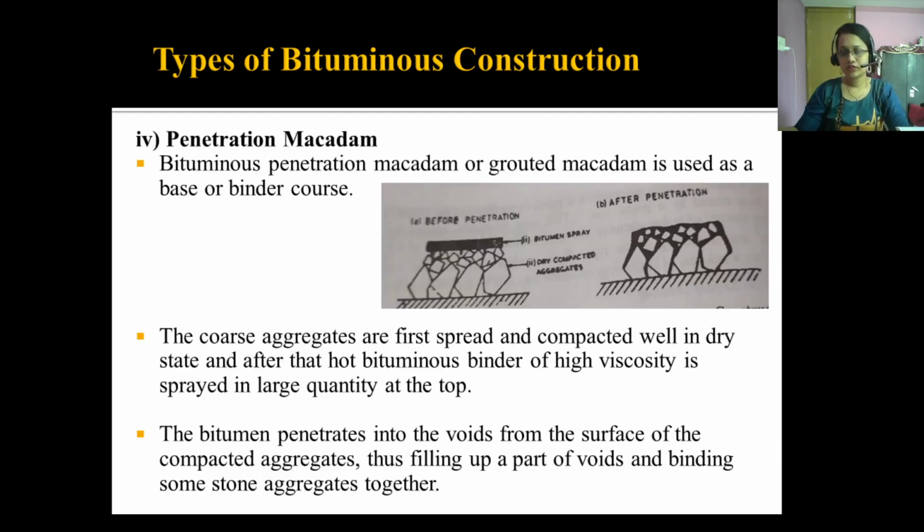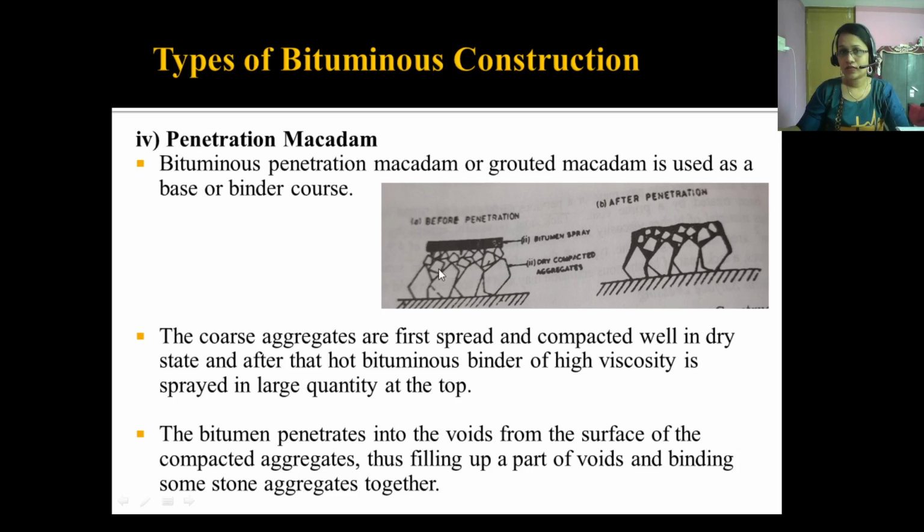Next is penetration macadam. Bituminous penetration macadam, or grouted macadam, is used as a base or binder course. First, you can see here, the coarse aggregates are spread and compacted well in dry state. After that, a hot bituminous binder of high viscosity is sprayed in large quantity at the top.